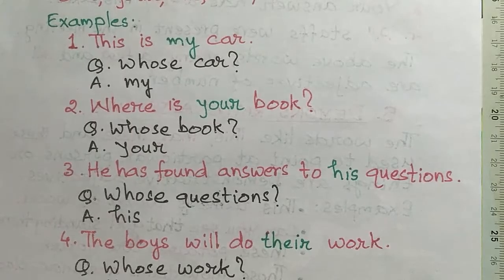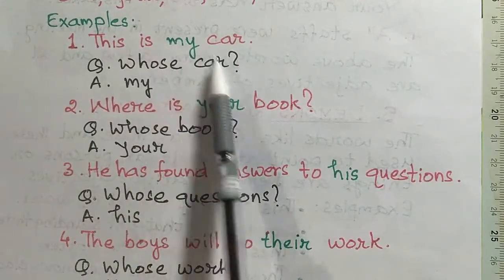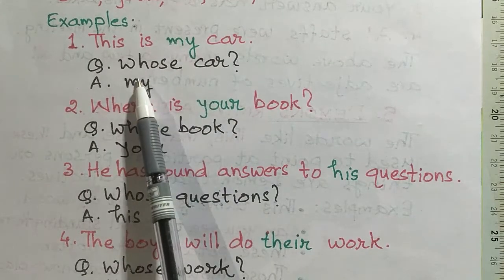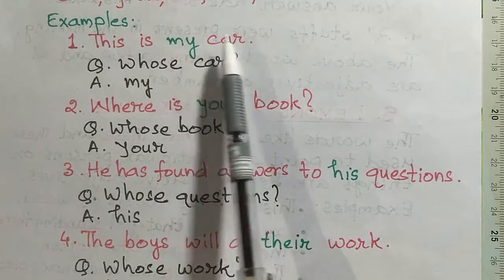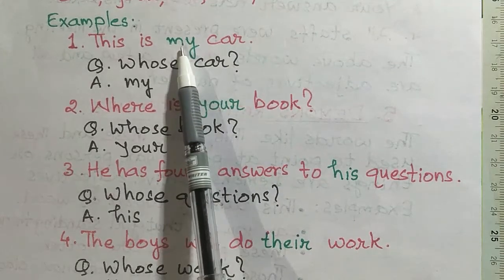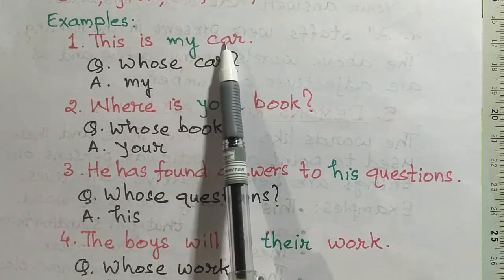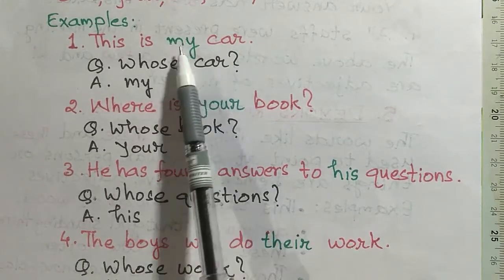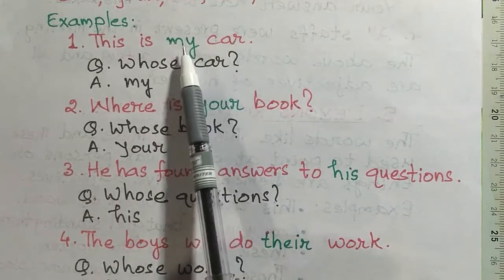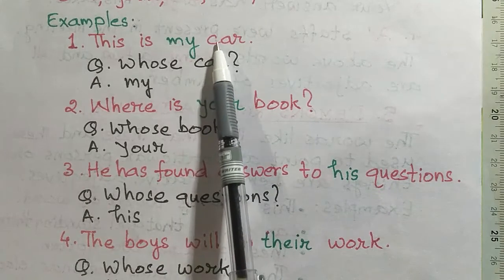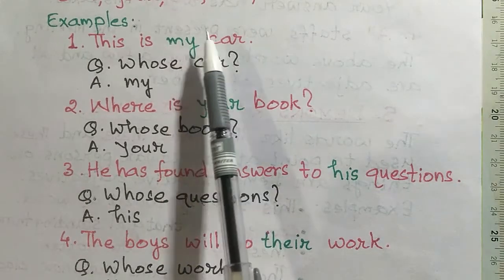Let us understand this with the help of some examples. Number 1, this is my car. So whose car? My. So my is telling about the car. It is giving information about the car. Therefore it is an adjective here. It is qualifying the noun car. Again it is also telling the owner of the car, it is telling about the ownership of the car. Therefore it is possessive adjective.